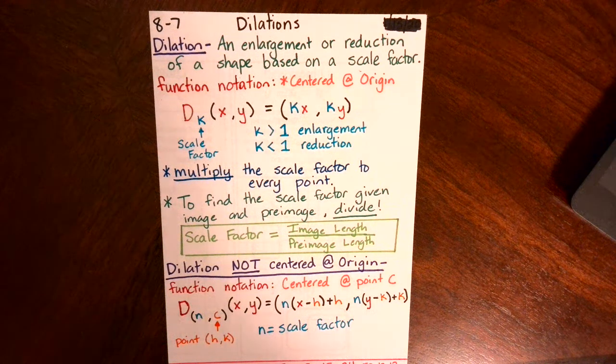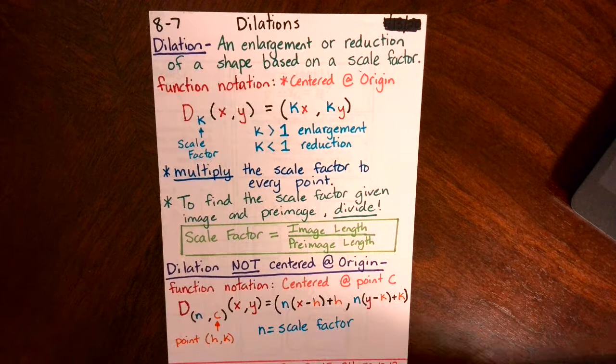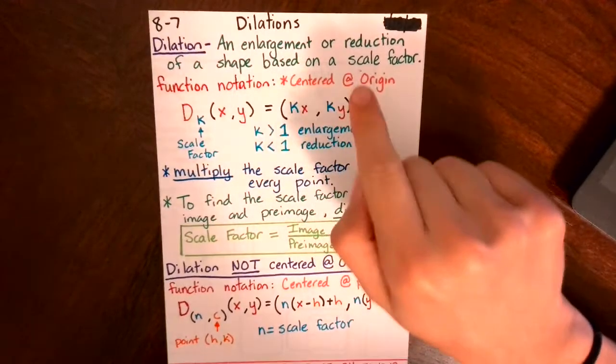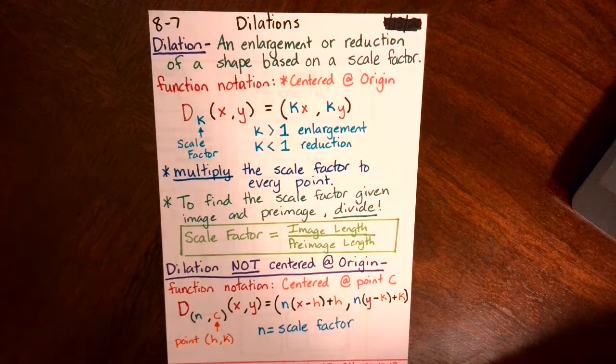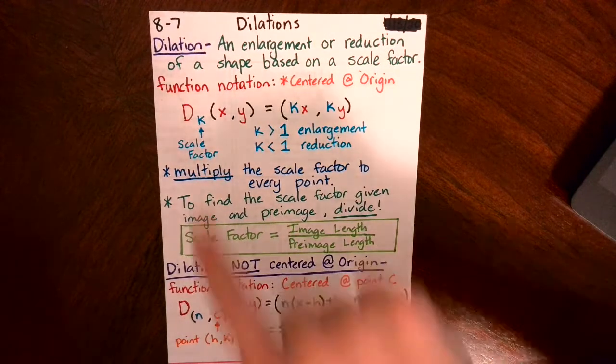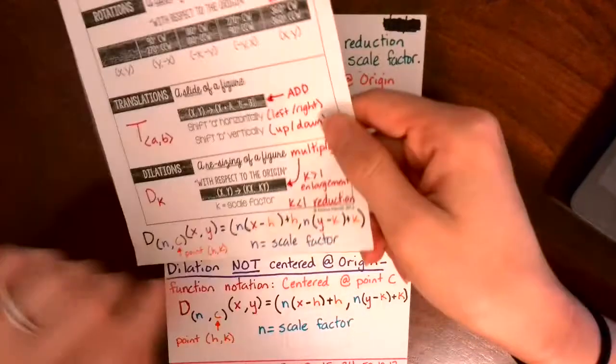Okay, so for 8-7 dilations, we finally get into non-rigid transformations. Remember, rigid means does not change shape or size. Well, a dilation is an enlargement or reduction of the shape based off a scale factor. So we're changing the size of the shape. Our function notation for the simple ones is just capital D, k.